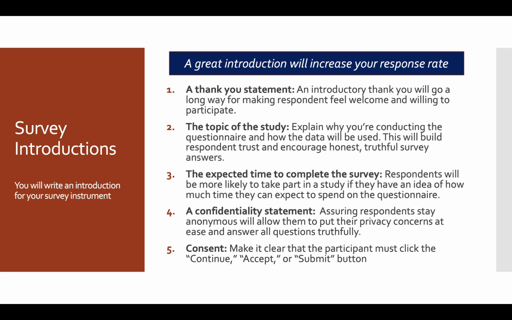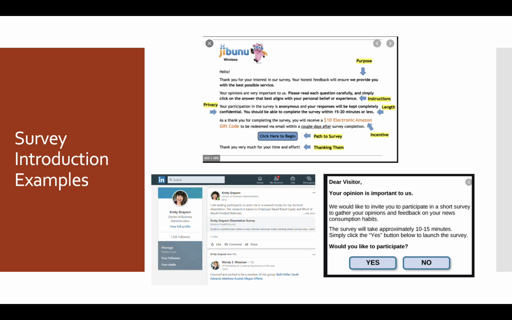A confidentiality statement. This is really important. Let people know that you will keep their names anonymous and they have no concern over privacy. And so please answer all questions truthfully. And then you want to make a consent button. Usually we do this along with you should be 18 years or older in order to take the survey, so you're not pushing it out to kids. And then do a continue, accept, or submit button. So this all belongs in that short paragraph before you start your questionnaire.